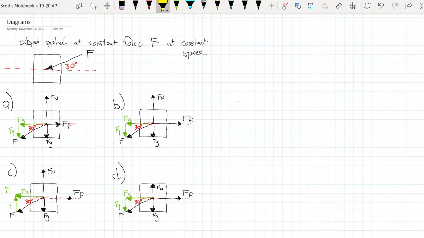An object is pushed at a constant force, so that means this is not changing, and it also says it's moving at a constant speed. So, pause the video, see which free body diagram you think is correct. Alright, so now you've submitted your answer there. Let's look through these and see what happens.